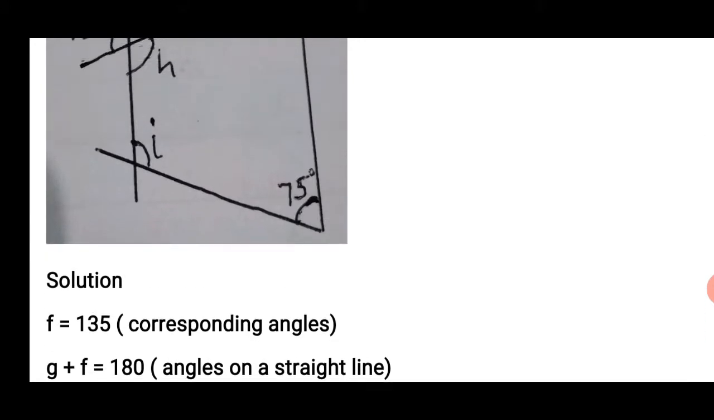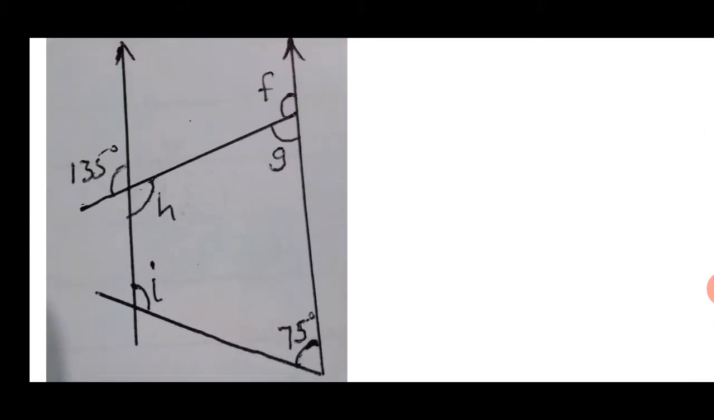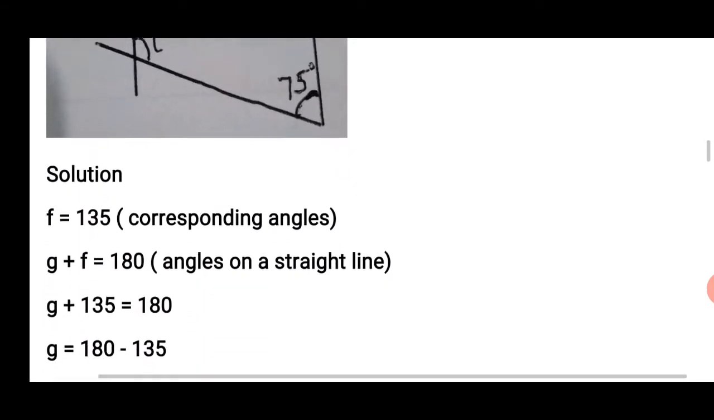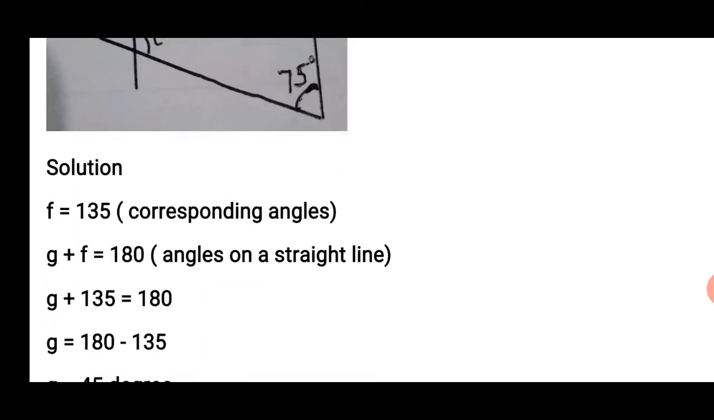Since we have found our angle F, then we can find our angle G. Look at angle G and F. They are side by side, meaning that they are angles on a straight line. When we add them together, we must get 180 degrees. So just proceed and say that G plus F is equal to 180 degrees because they are angles on a straight line. We put our reason inside the bracket.